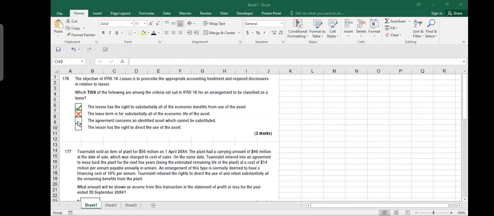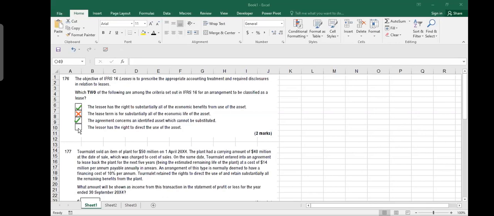Yes, this is what we said, that it must be a specified asset. Like I was giving you the example of office number 4 on the 5th floor, or office number 4 on the 4th floor. So a specified asset, or maybe a vehicle with a specific number. It has to be a specific asset. And the last option, the lessor has the right to direct the use of the asset.